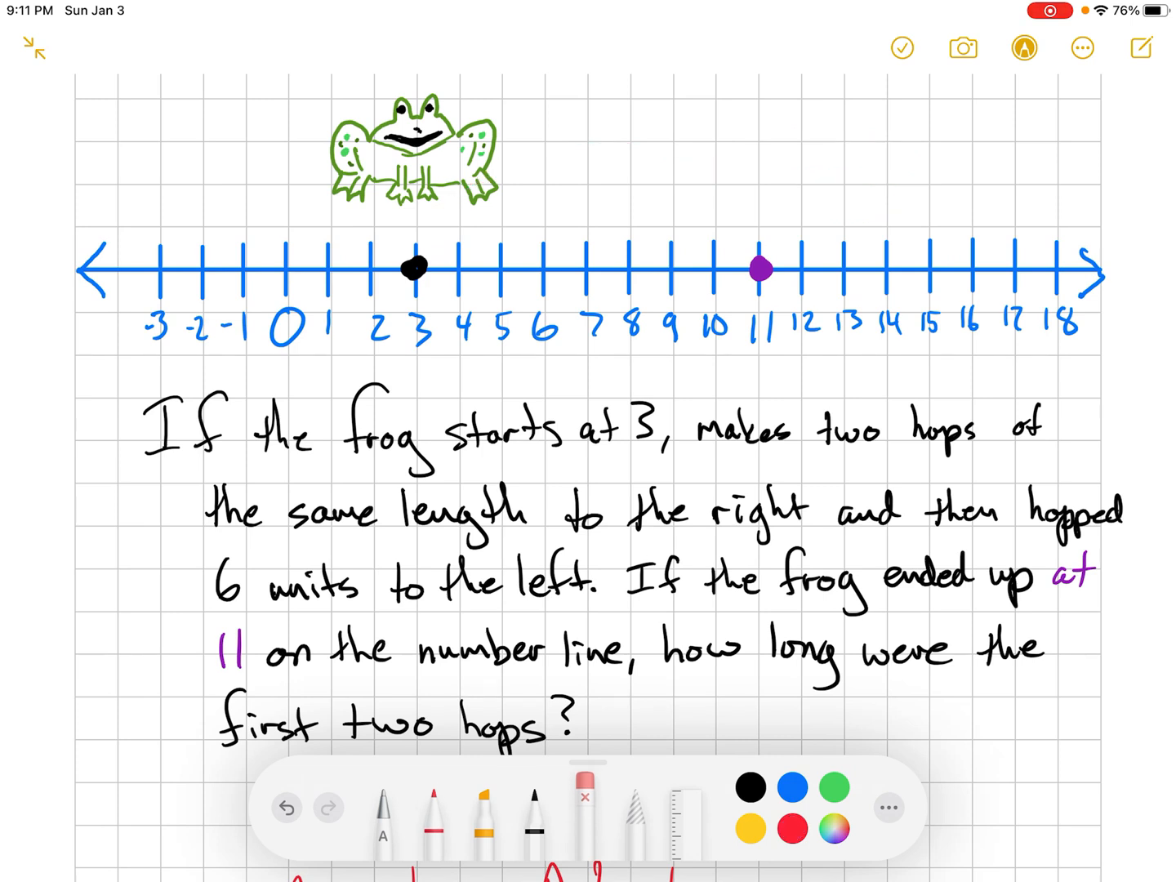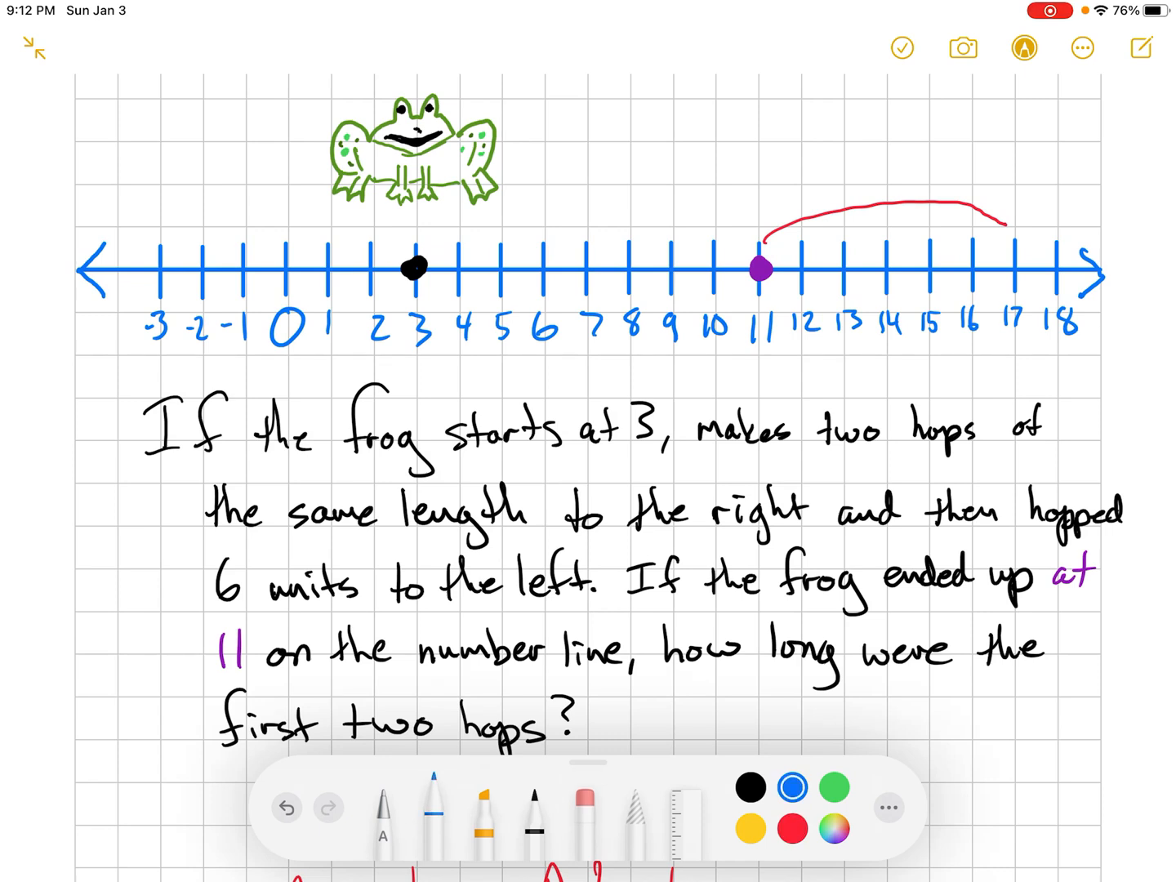Okay. Well, with some work, what we would find out is that if I had to go 6 backwards to get there, couldn't I just do like 6 this way? 1, 2, 3, 4, 5, 6. But then how do I get from 17, which almost doesn't even look like a 17, right? How do I get from 17 and all the way back to 3? But I have to do it in 2 equal hops, right?